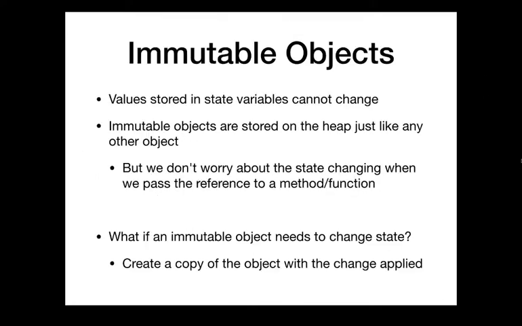Okay, immutable objects. The values cannot change. Once the state is established, we have that initial state either in the constructor or just some default state that cannot ever change. That state is not changing. The state variables never change in an immutable object. So the big question is, how do we work with these?